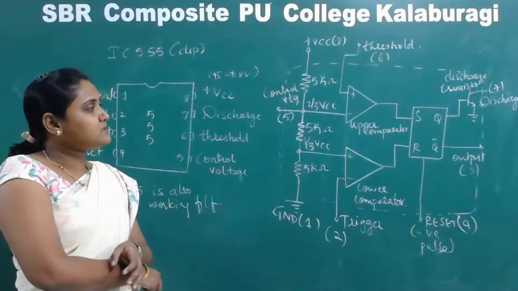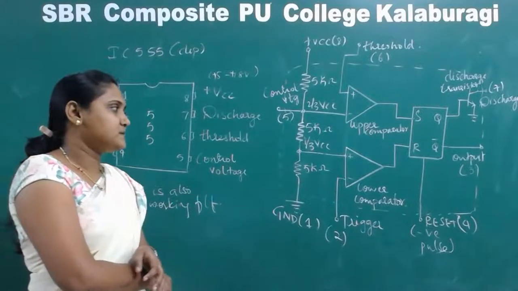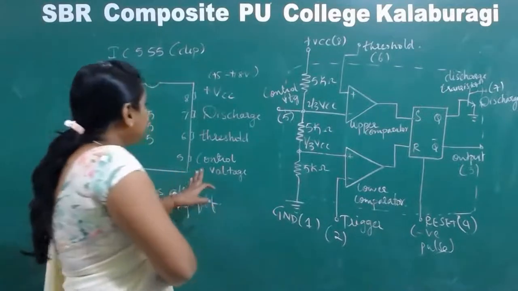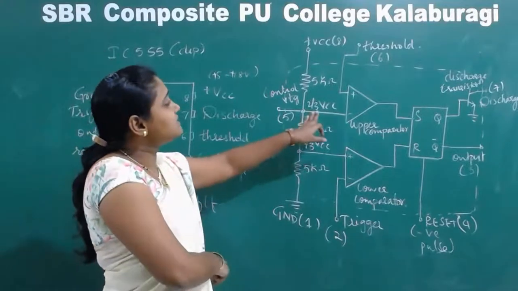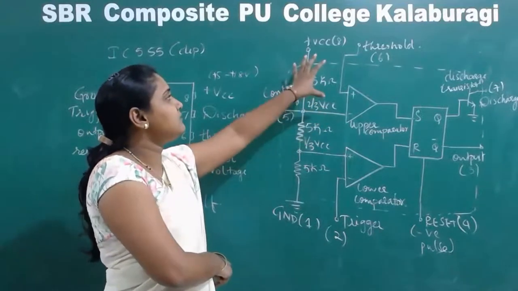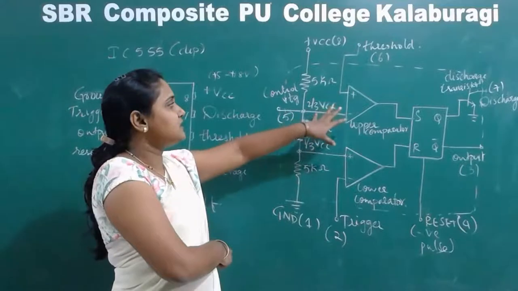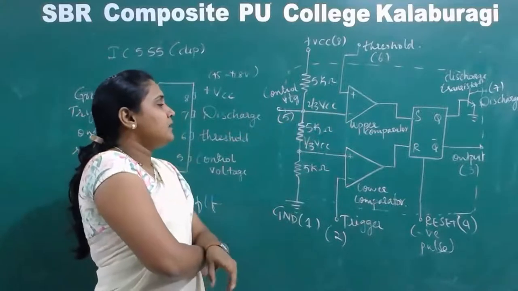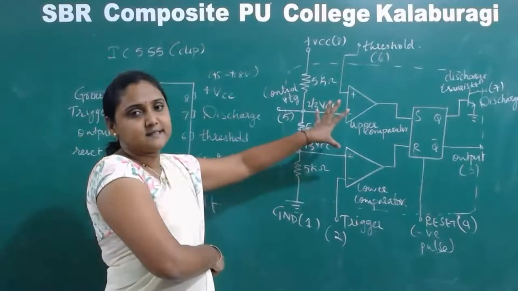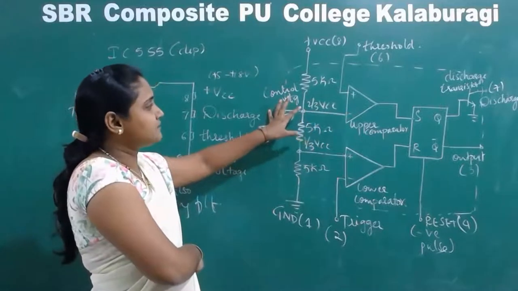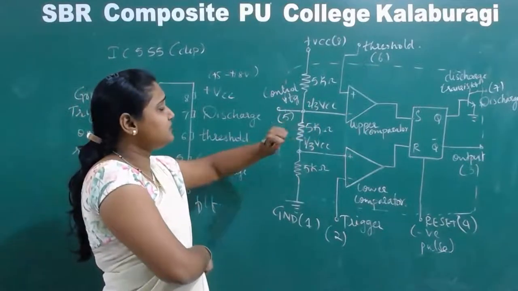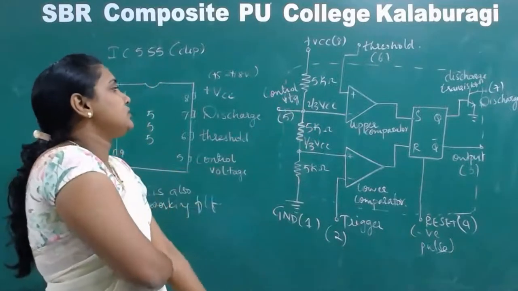Whenever it is not in use, it has to be connected to plus VCC. Next, moving to the control voltage. The control voltage is going to modify the threshold voltage to 2/3 of VCC. Here, this threshold will be modified by the control voltage.